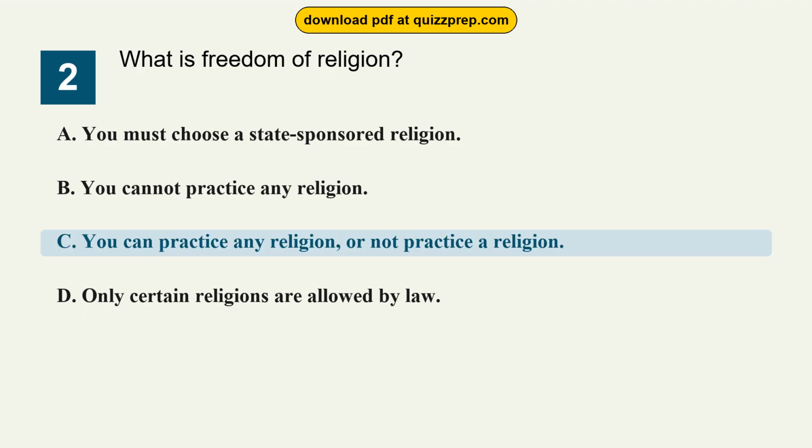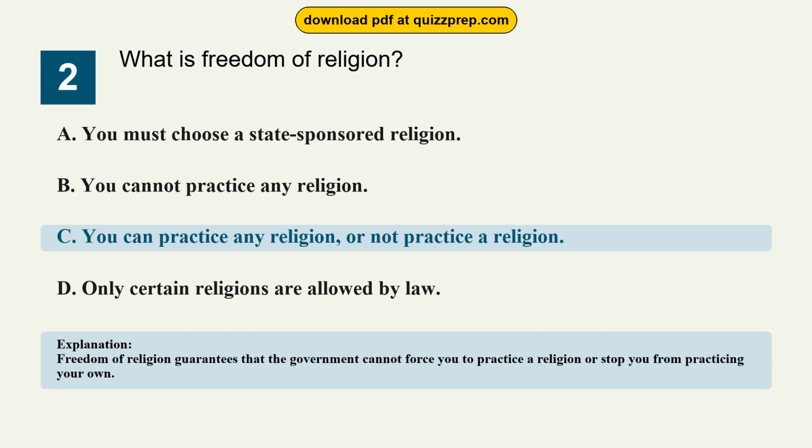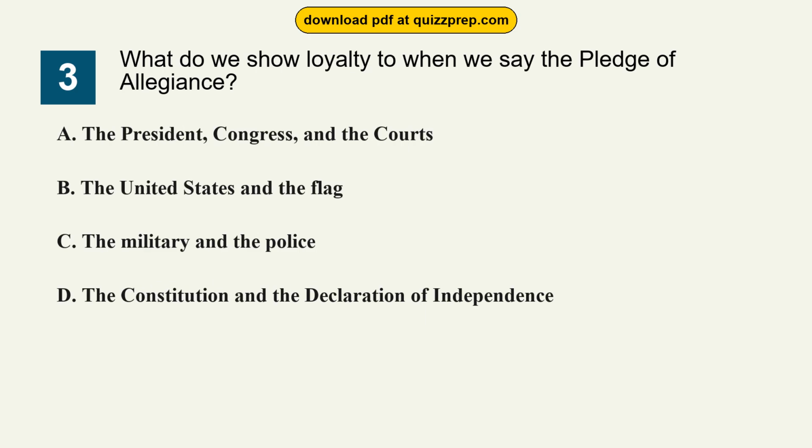The correct answer is option C. You can practice any religion, or not practice a religion. Freedom of religion guarantees that the government cannot force you to practice a religion or stop you from practicing your own. Question 3. What do we show loyalty to when we say the Pledge of Allegiance?